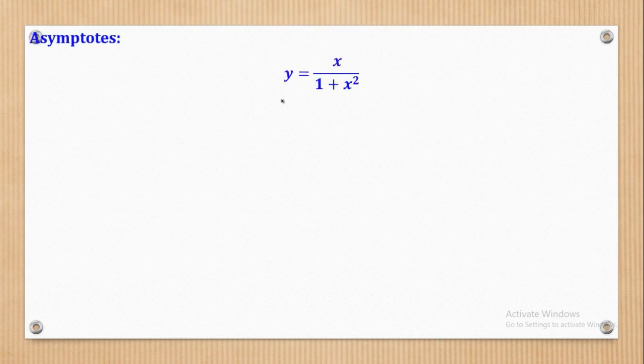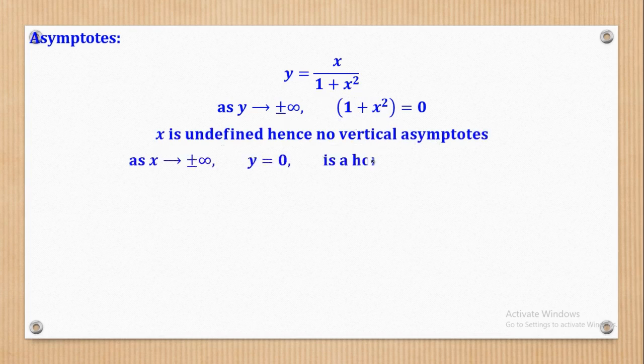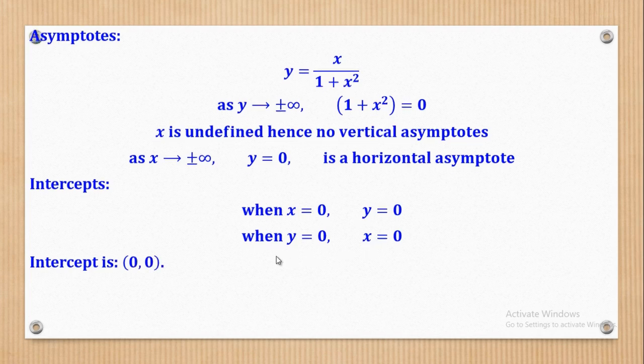Then for the asymptotes, as y tends to plus or minus infinity, this denominator is equal to 0. X is undefined, therefore no vertical asymptote. As x tends to plus or minus infinity, y equal to 0 is the horizontal asymptote. Intercepts: when x is equal to 0, y is 0. When y is 0, x is 0. Therefore, the intercept is (0, 0). So this summary is mine, but you don't need to write it.